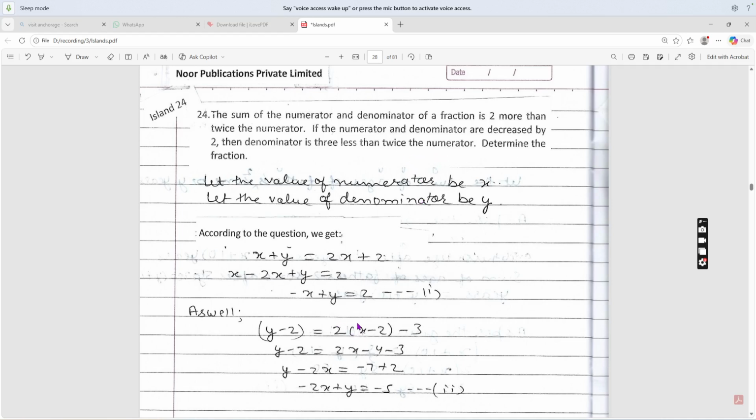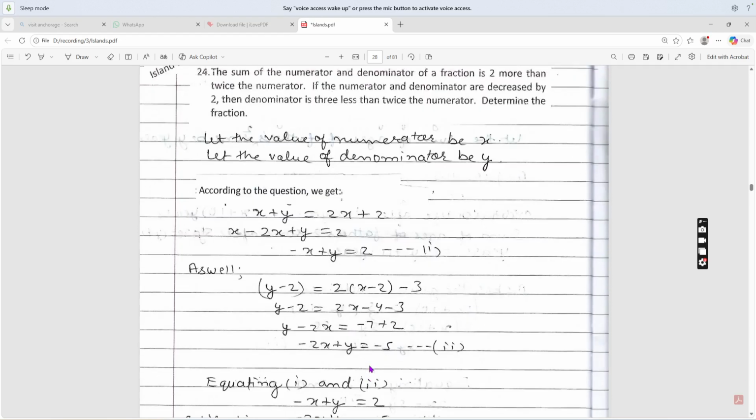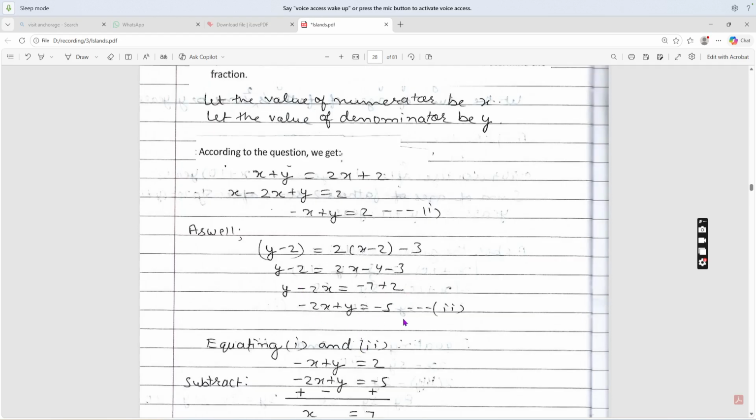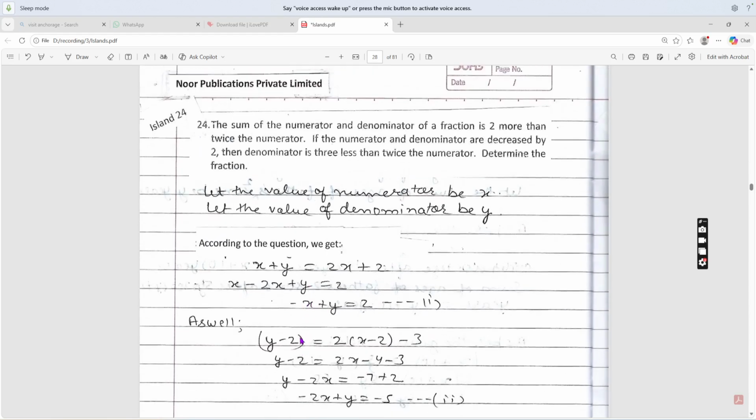2 into, what is the numerator? X minus 2. Twice means 2 into x minus 2, because the new numerator is x minus 2. So this is our equation. So what do we get? Y minus 2 is equal to 2x minus 4 minus 3 by opening the bracket, and after this it is just shuffling, and what we are getting is minus 2x plus y is equal to minus 5. This condition again, I am going to explain one more time.